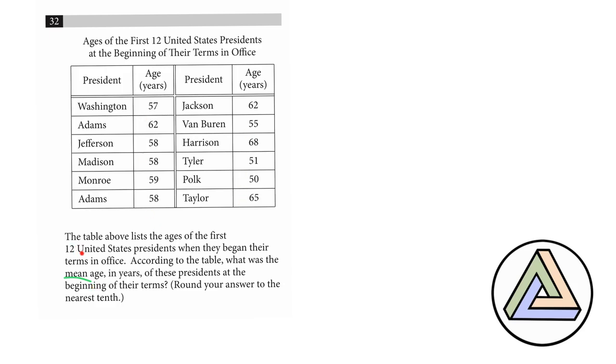How many are there? There's 12, right? So it's going to be the sum of all this stuff divided by 12. I'm going to do it right now on my calculator. I'm going to add all these numbers, and then I'm going to divide by 12. When I added them, it became 580, just so you know. And then when I divided that by 12, 12 people, that's 48.3 repeating.